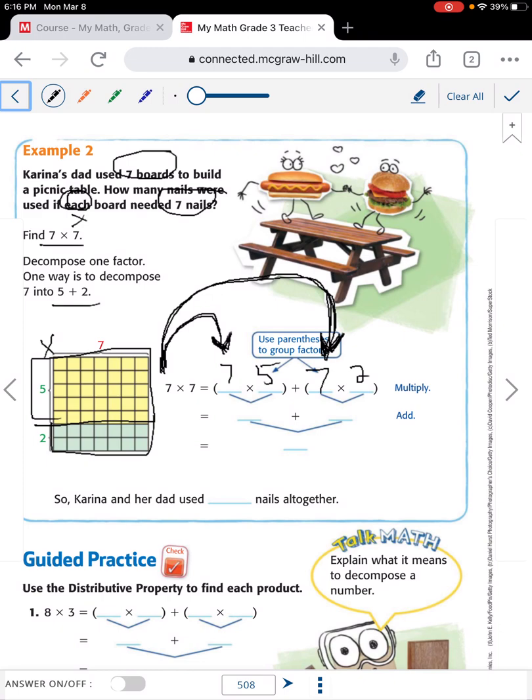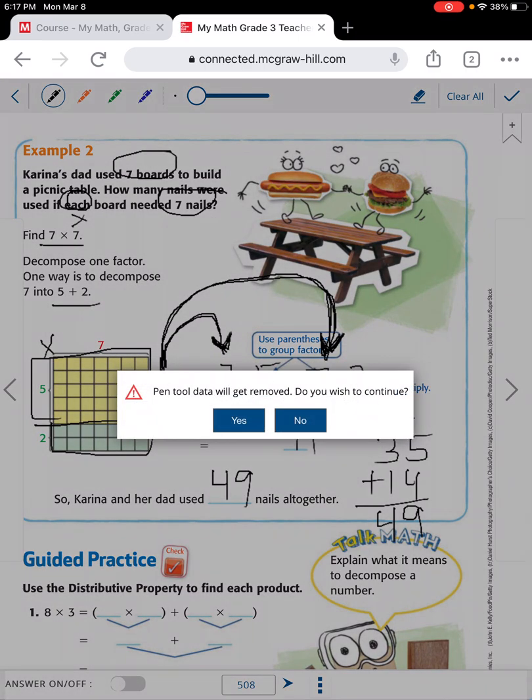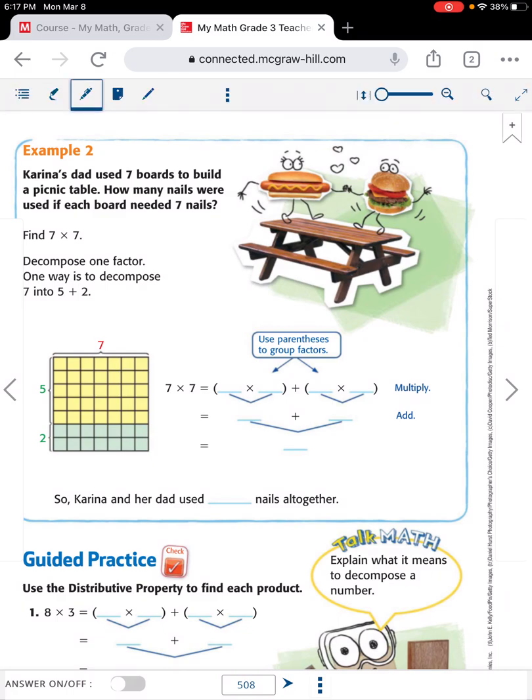So we have 7 times 5 equals 35. 7 times 2 equals 14. 35 plus 14 equals 49. So, Karina and her dad used 49 nails altogether. I'm going to clear these notes, so if you need them, pause the video. And let's move down.